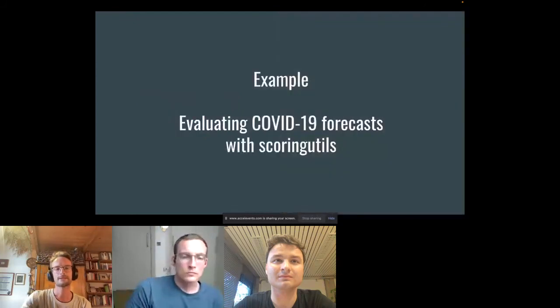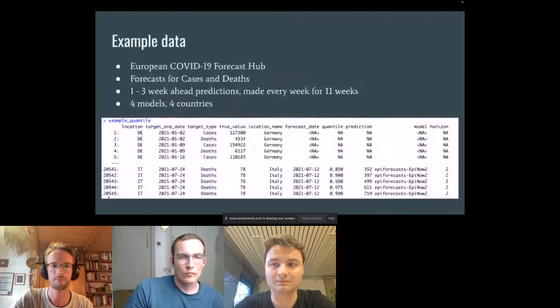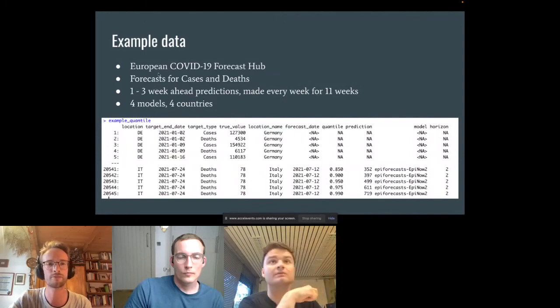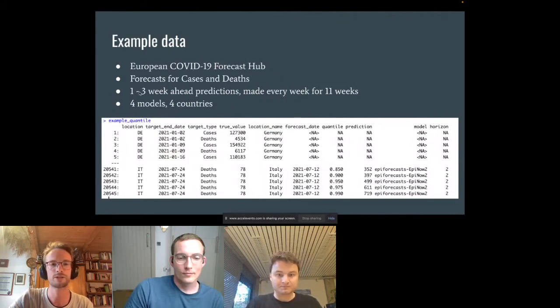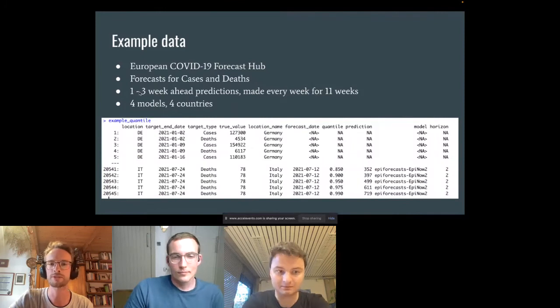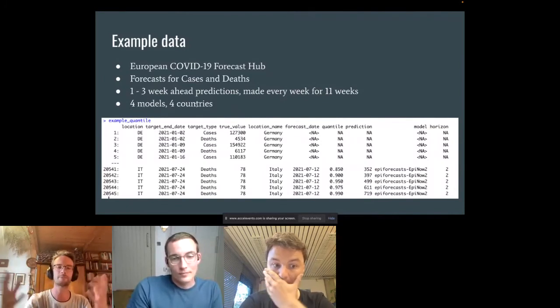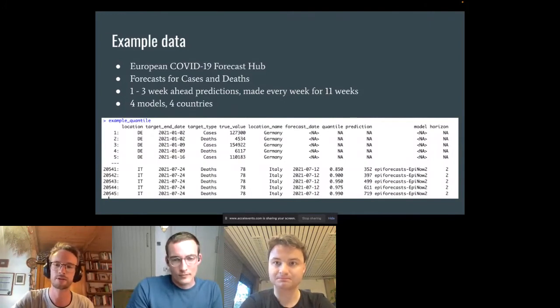Okay, so now let's look at an example of COVID-19 forecasts. The example is actually part of the example data that comes with the package, and it's data from the European COVID-19 Forecast Hub. So it's forecasts for cases and deaths, and it's 1 to 3 week ahead predictions, which have been made for every week for 11 weeks by 4 models in 4 different countries. So this is a subset of all the forecasts submitted to the Forecast Hub, but it's an example.